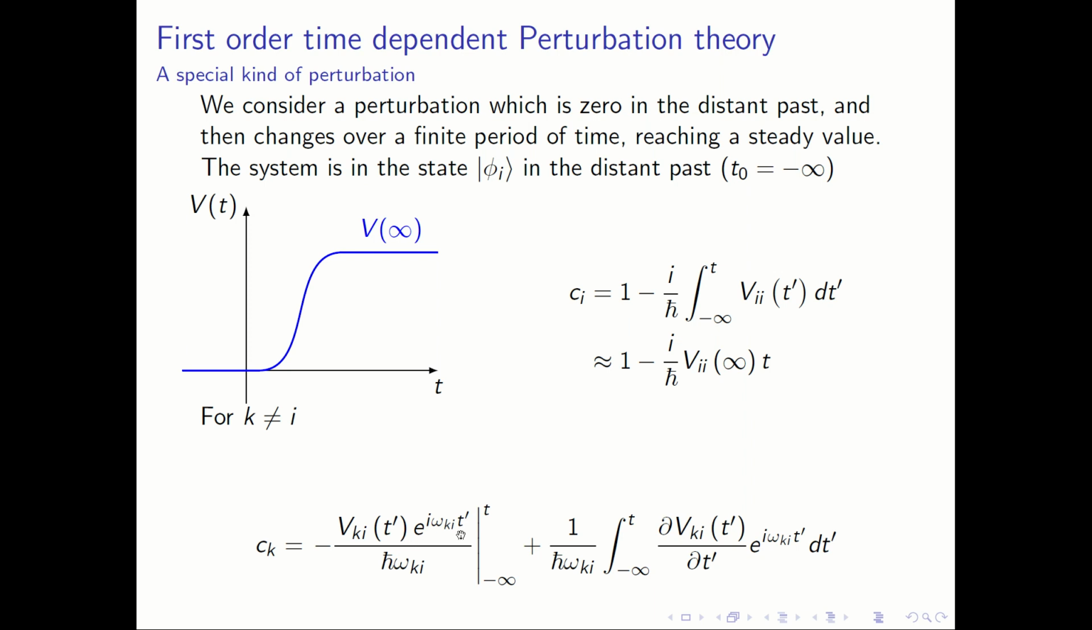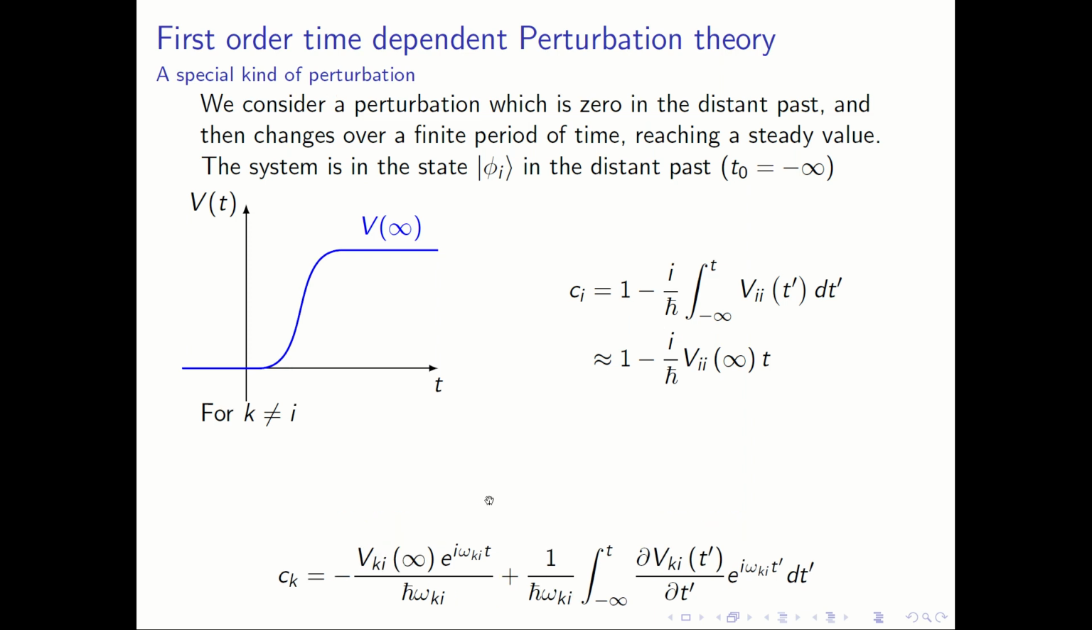Now the integrated out part is also pretty simple. After all, at minus infinity, far in the past, vki t prime vanishes, so you get only a contribution from t, and at time t, which is after the perturbation has steadied out, vki t is actually vki infinity. So this simply becomes minus vki infinity times e to the i omega ki t by h cross omega ki plus this term.